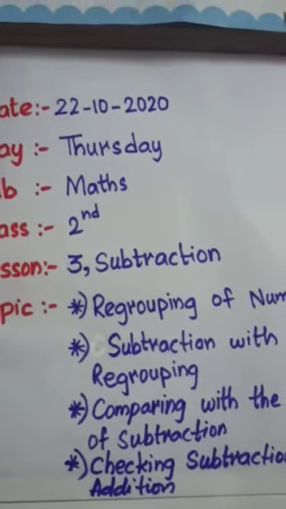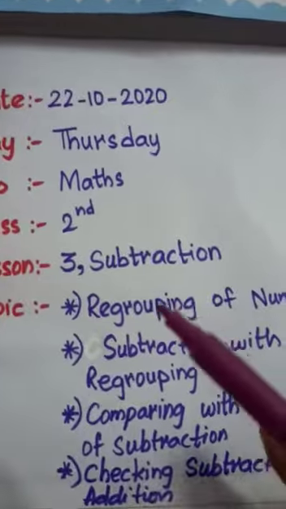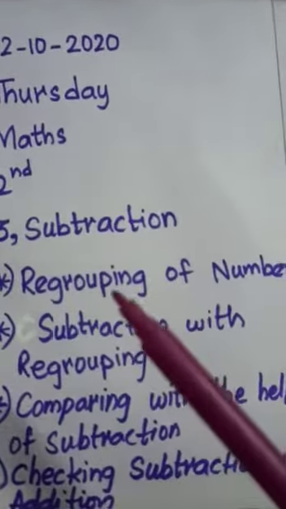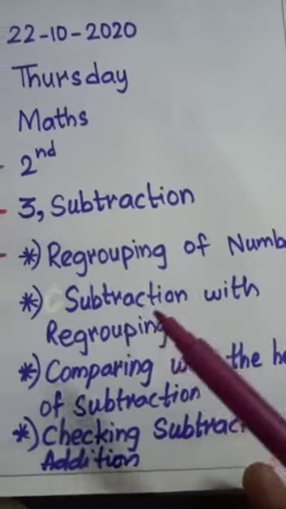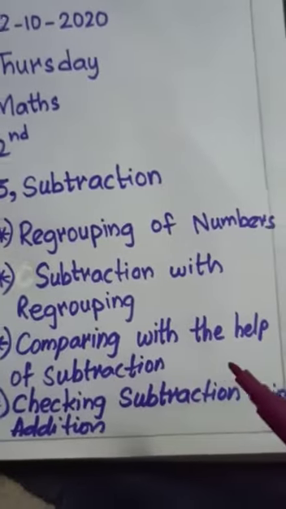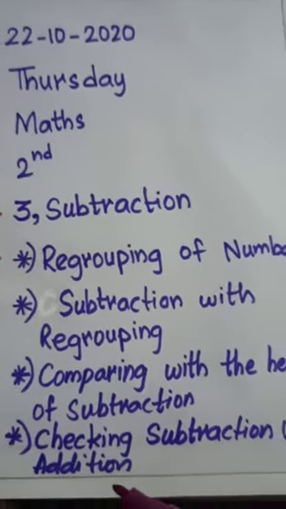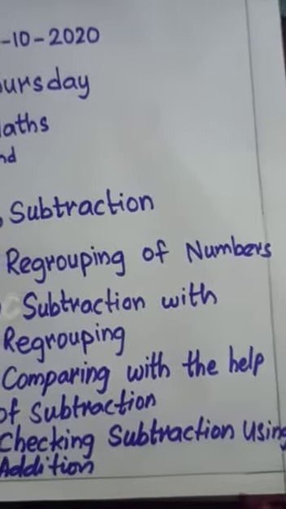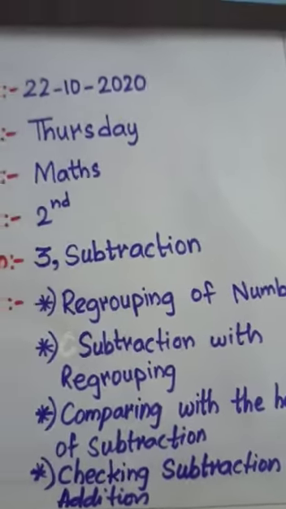Today we are recalling the topics of third lesson subtraction, and the topics are regrouping of numbers, subtraction with regrouping, comparing with the help of subtraction, and the last is checking subtraction using addition. So let's start.